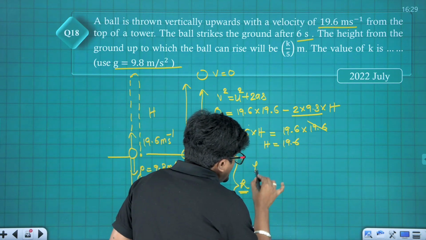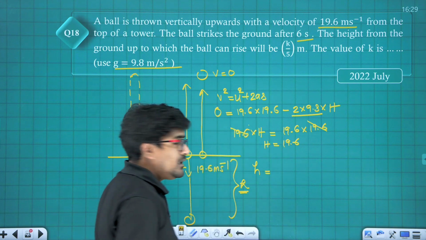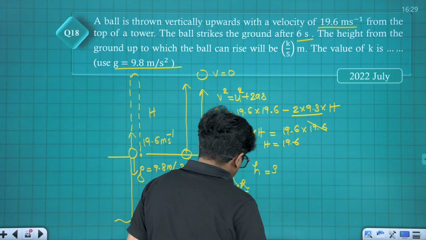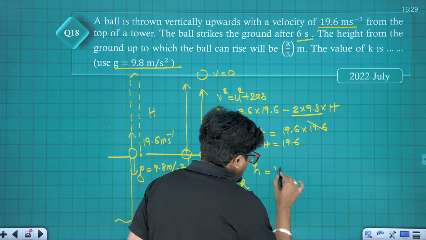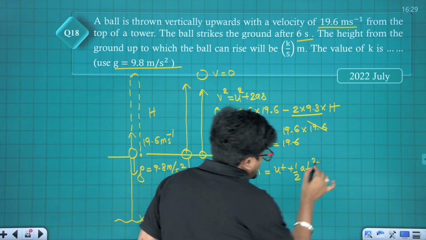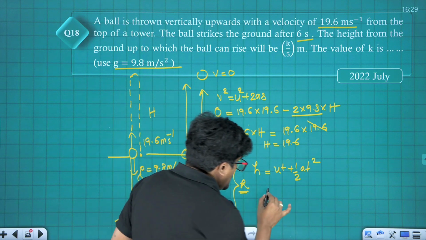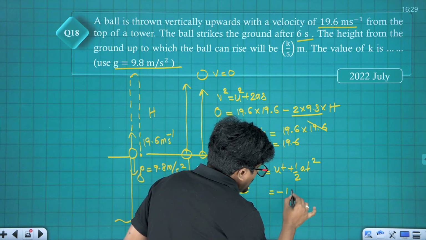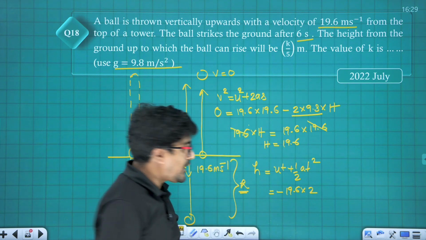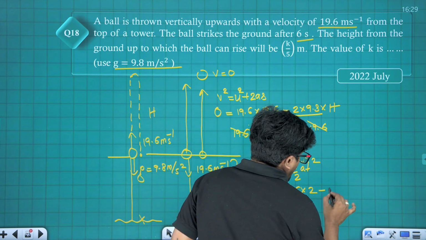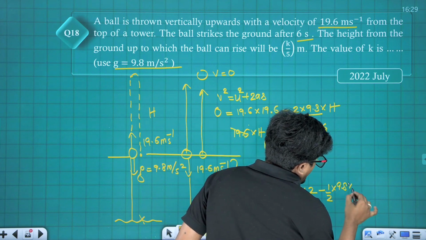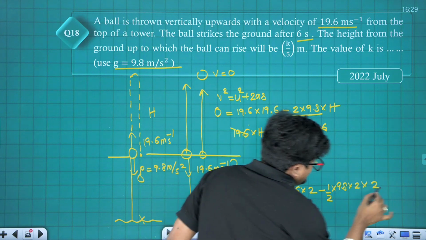So small letter h, here I am going to use the equation S is equal to ut plus half a t square. So ut plus half of a into t square. What is u here? U is equal to minus of 19.6, into time taken, which is 2. Now minus of half of 9.8 into 2 into 2.